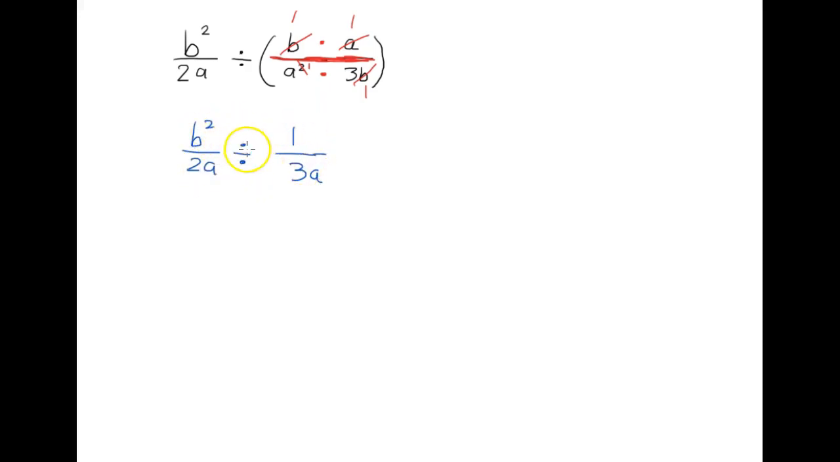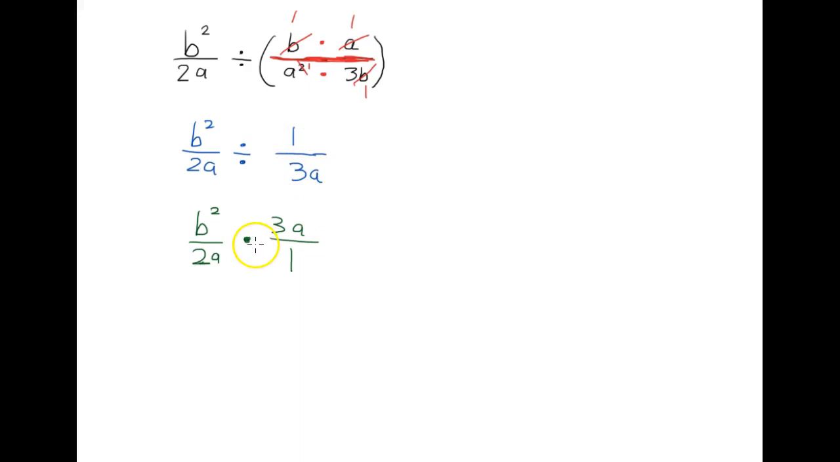Now when you divide fractions, you multiply by the reciprocal, or copy dot flop. Sometimes you may have heard it said. So that is copy, and then dot, and then flop. Copy dot flop. So the flop is the reciprocal of this second fraction.